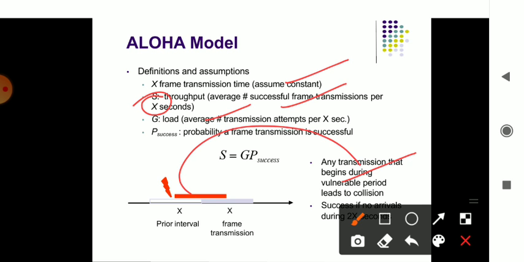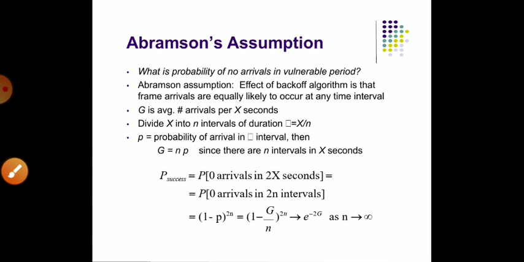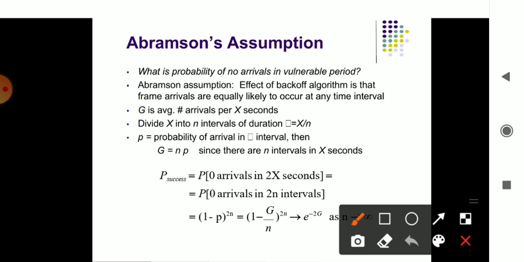That is said to be your concept of probability of success. S is nothing but it consists of both G and P, load plus the probability chances of the frame being transmitted. Okay, so this is the aloha concept. In this aloha concept you have a probability which is called Abraham's assumption. There may be assumptions that I may check, okay, what is the vulnerable period in which it may take a back off.